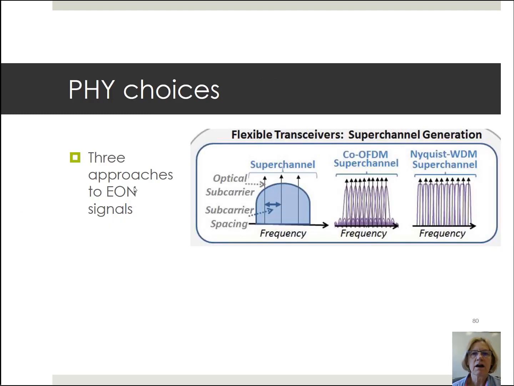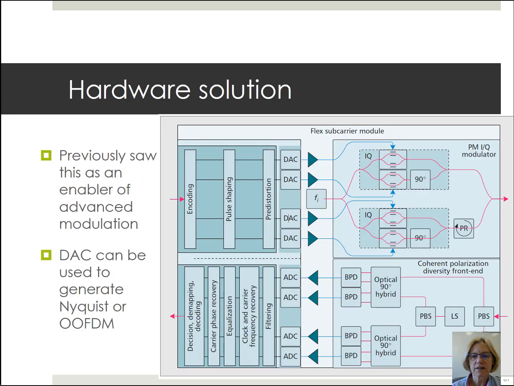So what we've seen are three approaches to the physical layer for the elastic optical networks. So we've seen optical subcarriers, where we could vary the subcarrier spacing depending on the goals we're trying to achieve. We've seen the OFDM generated by electronics, where the FFT is responsible for creating each one of these virtual subcarriers. And we've seen the Nyquist WDM. So all three achieve programmable, reconfigurable, but with different advantages.